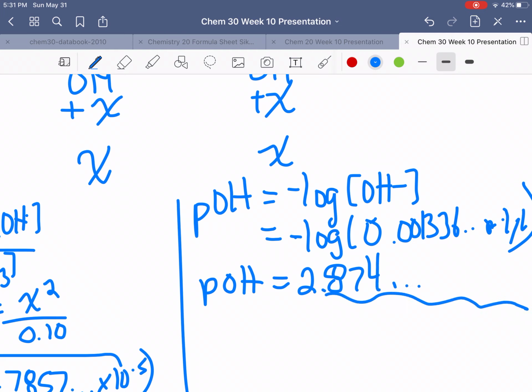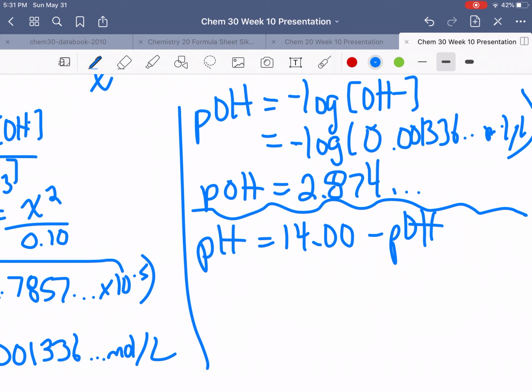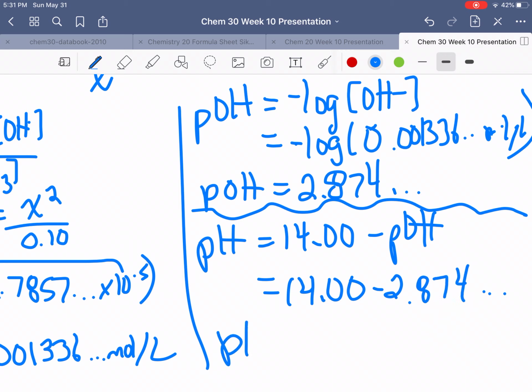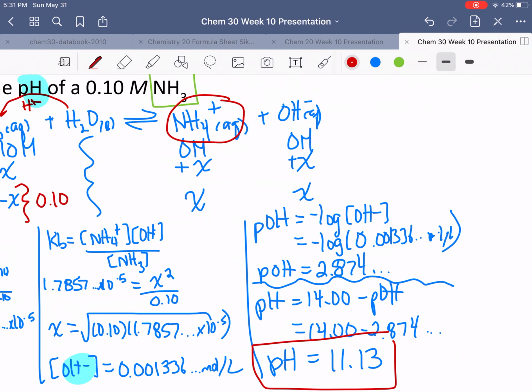2.874... I get to use what I think is one of the easiest equations, that pH is equal to 14.00 minus the pOH. Again, all unrounded values at this point. 14.00 minus 2.874... and 2 sig digs, 11.13 is my pH. The 1 and 3 at the end are significant.